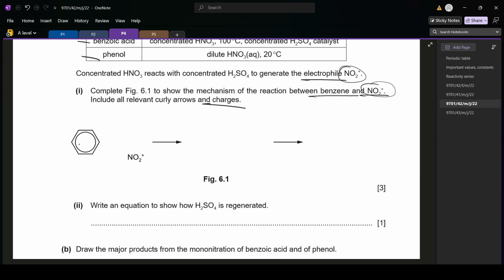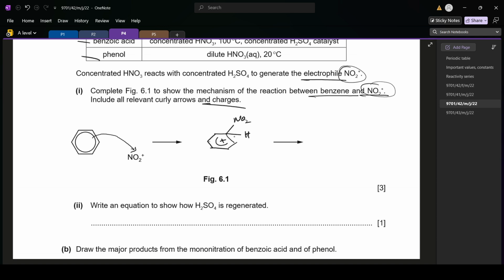This double bond is going to act as a nucleophile, because a double bond has a high charge density, so the double bond will attack this electrophile. This is your first arrow. It will attack the electrophile, and then this double bond will break, there will be a positive charge, and the NO2 plus group will be attached.